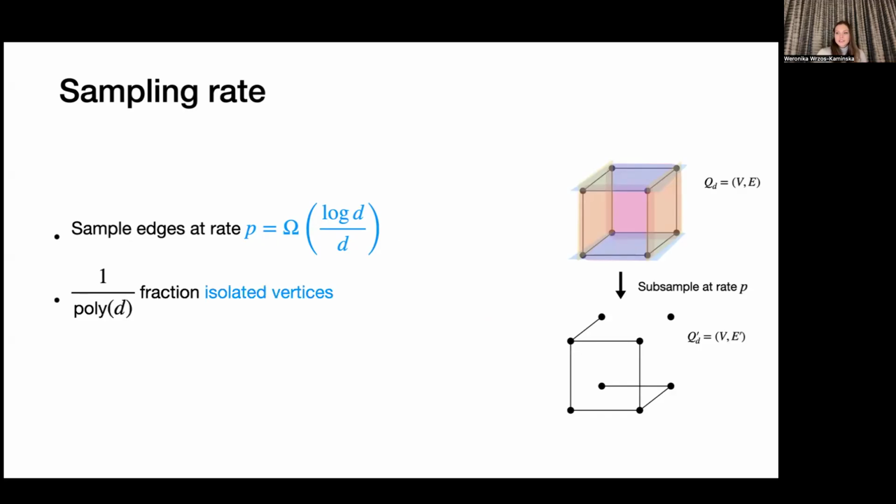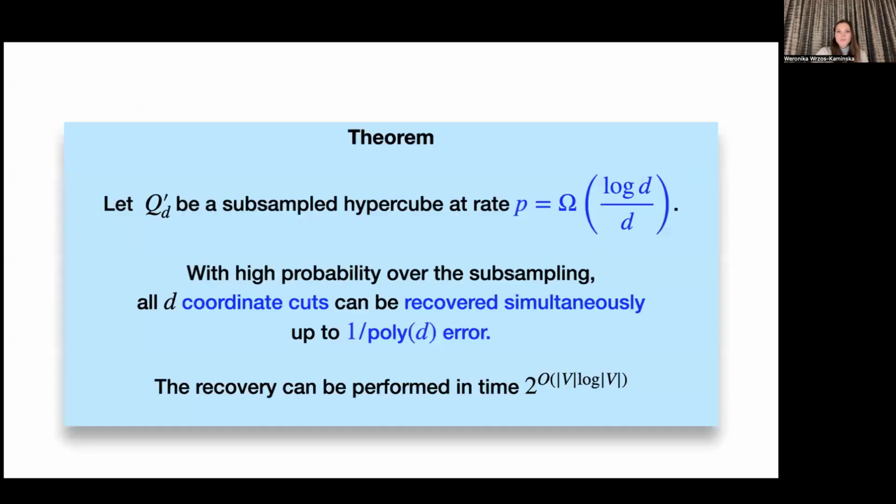And note that in this setting, we will have a 1 over poly d fraction of isolated vertices. And for these vertices, we don't have any edges incident on them, so we don't have any information about them. So in particular, it's not possible to determine which side of the cut these isolated vertices should be on. So therefore, exact recovery is not possible. However, we still show that it's possible to achieve approximate recovery.